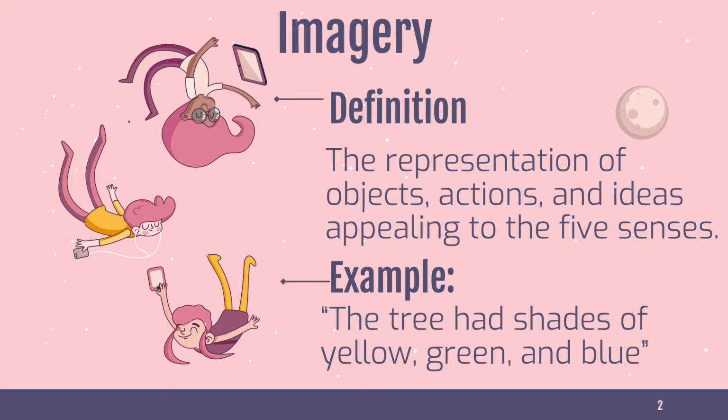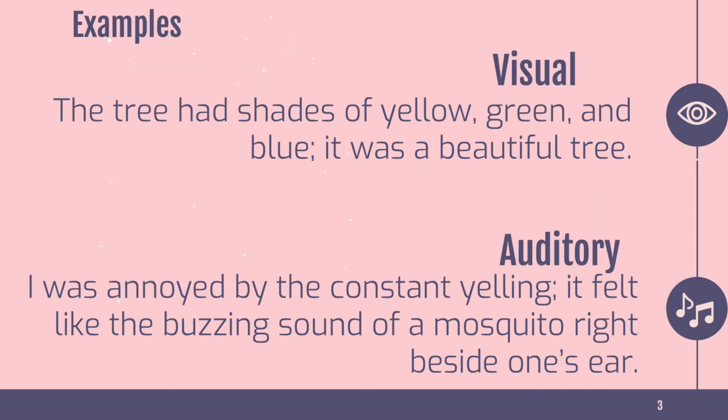An example would be: the tree had shades of yellow, green, and blue. So that's an example of visual imagery because we're getting a sense of how the tree looks. The tree had shades of yellow, green, and blue. It was a beautiful tree. It is making reference to how the tree looks, so we have a visual reference of how it looks. We're having a representation of the tree.